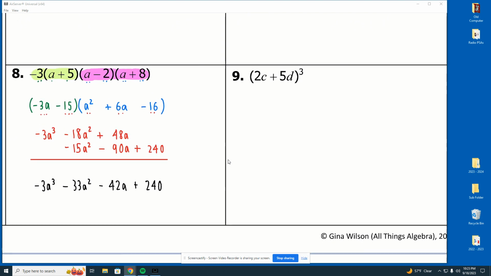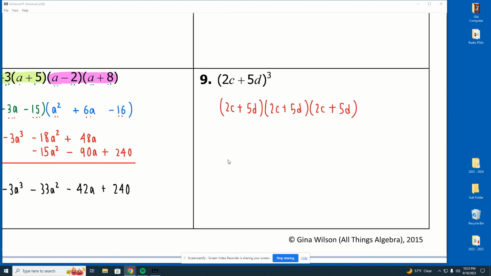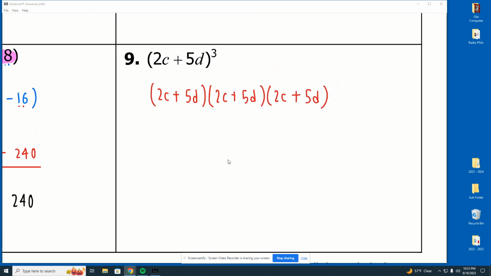When you have 2c plus 5d cubed, a lot of people have a misconception to think that you can go 2c cubed and then 5d cubed. And man, that would be awesome if that's what this problem meant. But unfortunately for all of us, that's not what it means. 2c plus 5d cubed means 2c plus 5d times 2c plus 5d times 2c plus 5d. So that's a lot of work, and it's a little tedious, but we're gonna do it, okay?